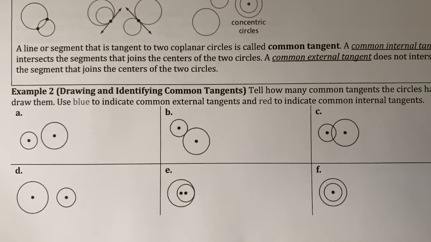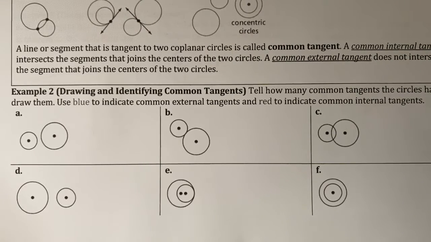I don't have a red pen on me because I don't believe in red pens, so I'm going to be using orange for my internal tangents. And recall that our definition for these tangents depends on whether they intersect the segment that joins the centers of the 2 circles. So for the first example, 2A, I'm going to draw the line that connects the 2 centers.